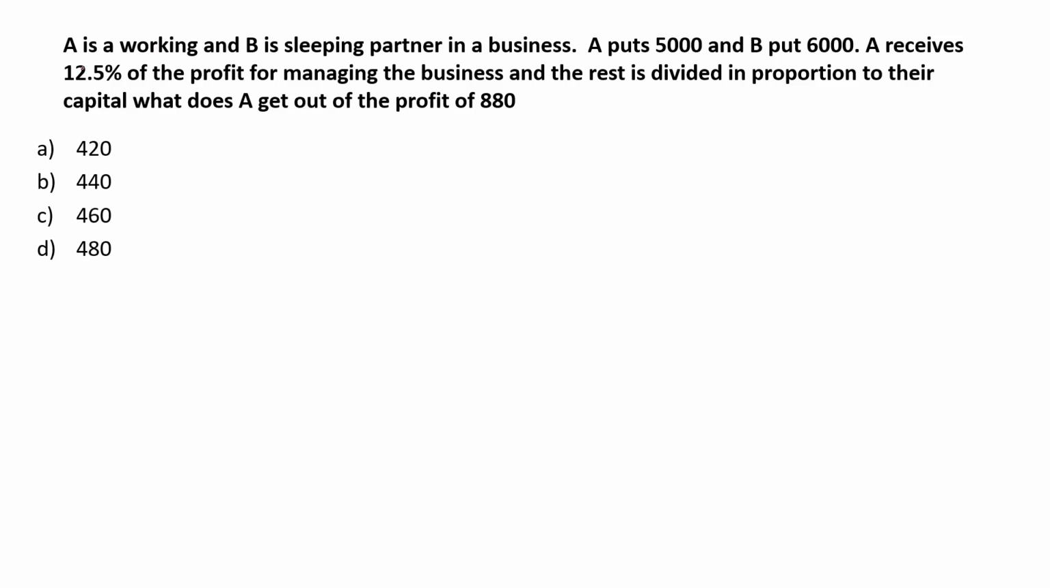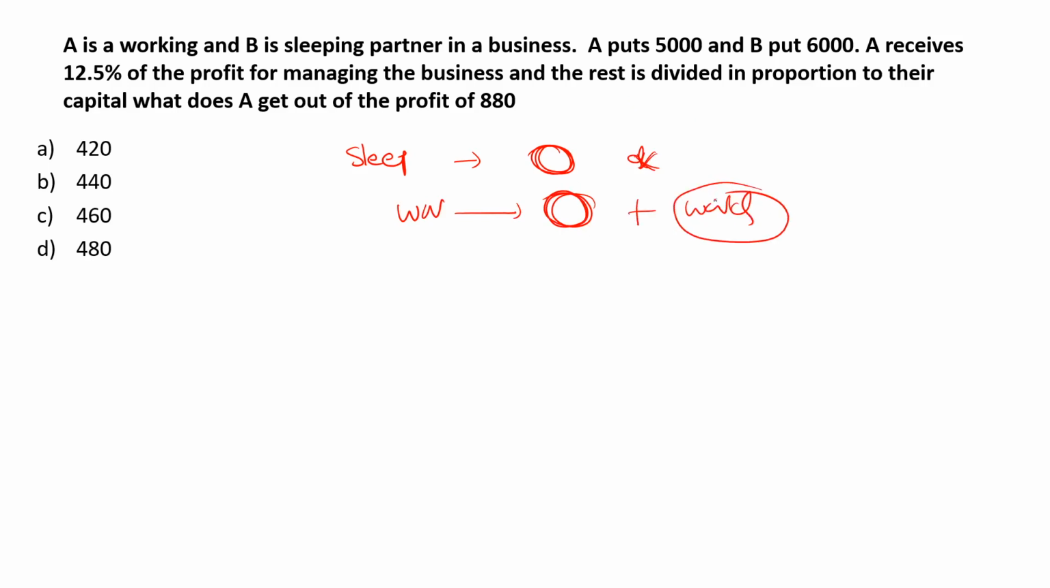A is a working partner and B is a sleeping partner. A sleeping partner means he invests some amount but he does not work. A working partner means he invests some amount and also works. So for his work he would get extra payment, other than his ratio, out of the profit.